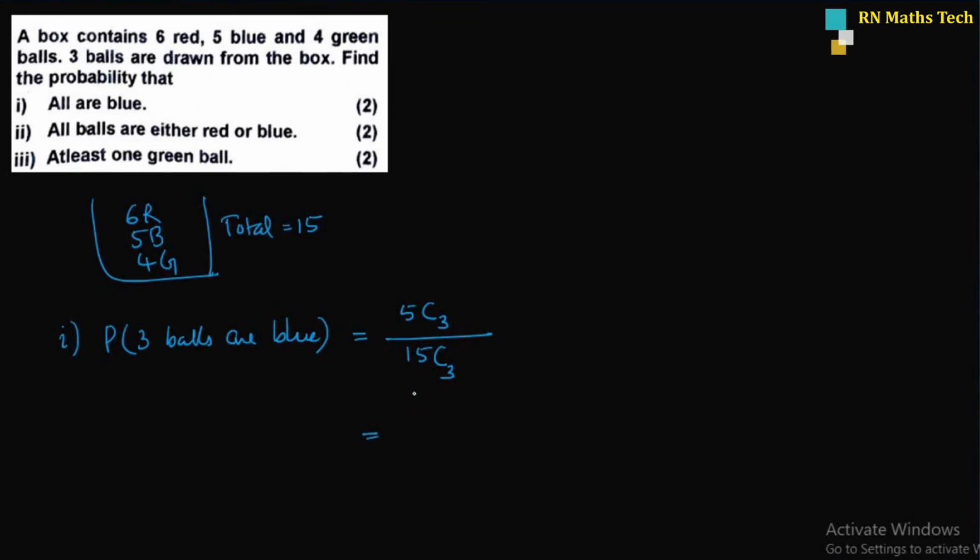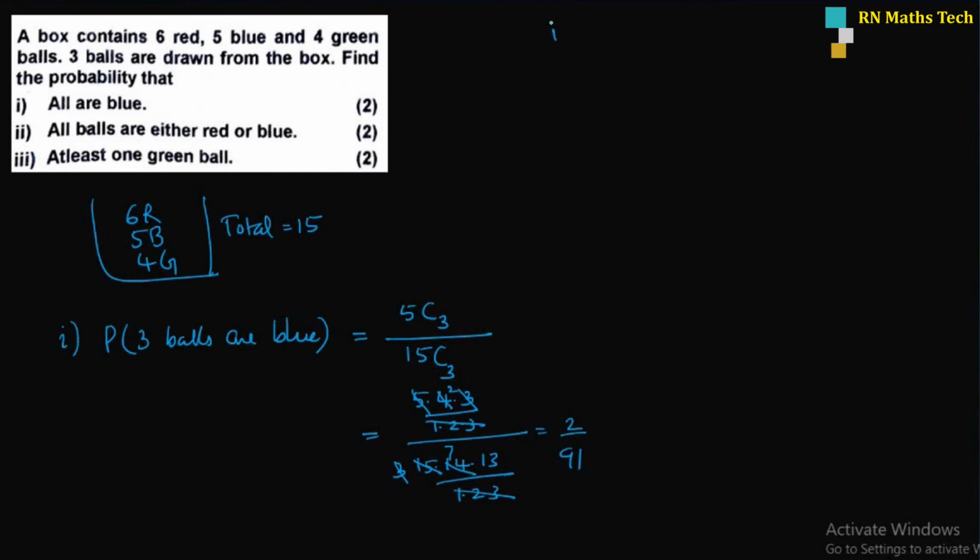ഓക്കെ, 5C3യുടെ വാല്യൂ 5 into 4 into 3 by 1 into 2 into 3. ഇവിടെ 15 into 14 into 13 by 1 into 2 into 3. 1 into 2 into 3 ക്യാൻസൽ ആവും. ഓക്കെ, 5ഉം 15 ആവുമ്പോൾ 3 ആവും. ഈ 3 ക്യാൻസൽ ആവും. 2ഉം 14 ആവുമ്പോൾ ഇവിടെ 7ഉം ഇവിടെ 2 ആവും. ഓക്കെ, അപ്പോൾ 2 by 7 into 13, 2 by 91.